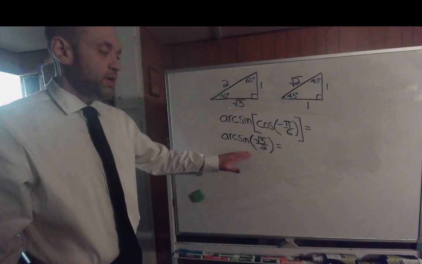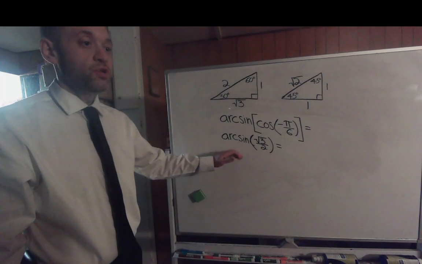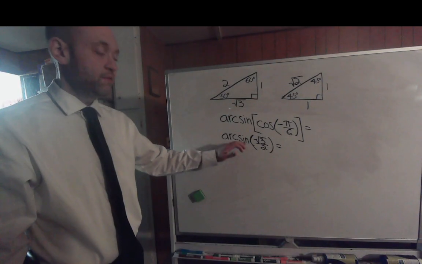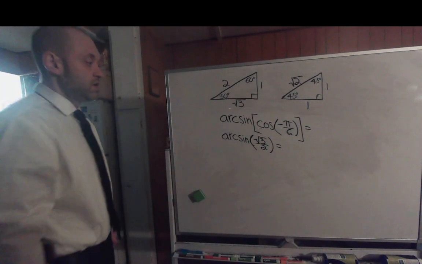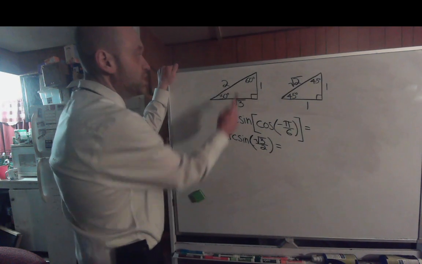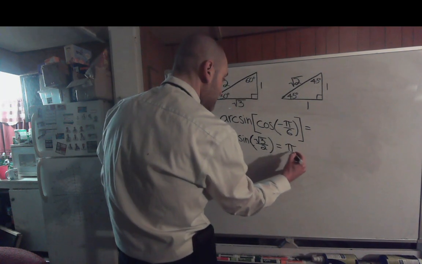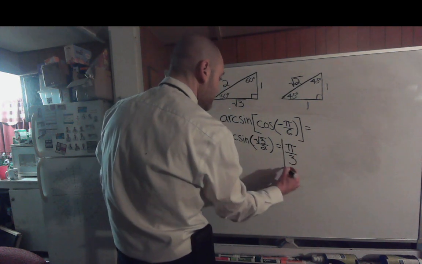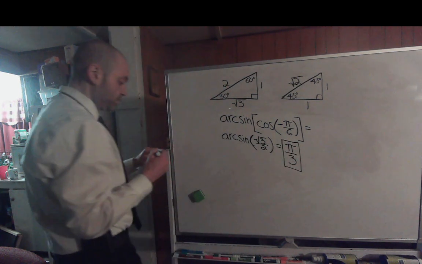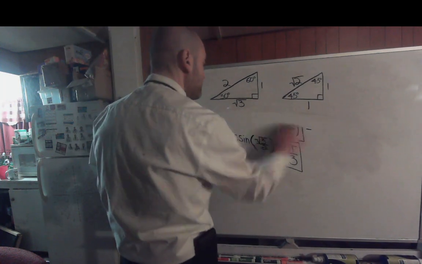What is our range of the arcsine? That's negative pi over 2 inclusive to pi over 2 inclusive. So what gives us a sine of the square root of 3 over 2? That's going to be 60 degrees or pi over 3. So the answer we should get for this would be pi over 3. And I got just one more and we're done with the lesson.